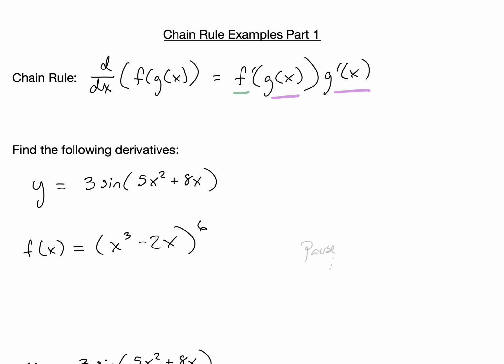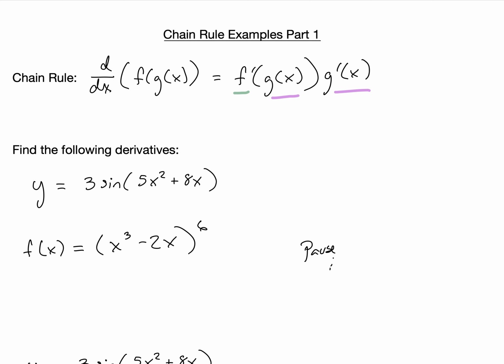And we use it when we take the derivative of a function inside of a function. So let's just do these first two, and I'll let you try those out and pause, and then I'll go over the solutions, and then we'll do some more together as well. Our first function is y equals 3 times the sine of 5x squared plus 8x. Our second function is f of x equals x cubed minus 2x to the 6th power. So grab a piece of paper, pause, try those out, and we'll talk about them in a moment.